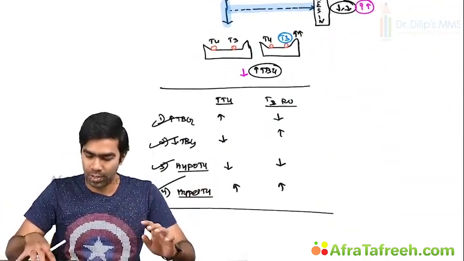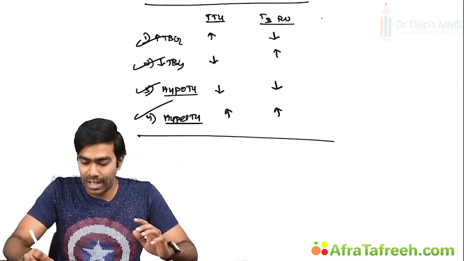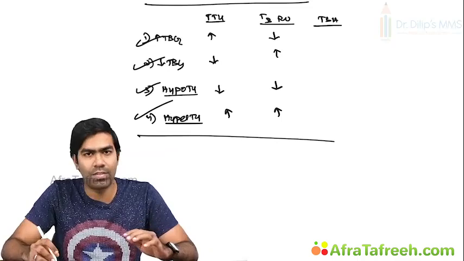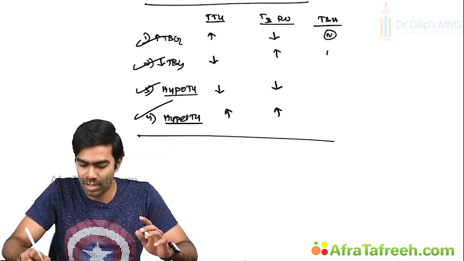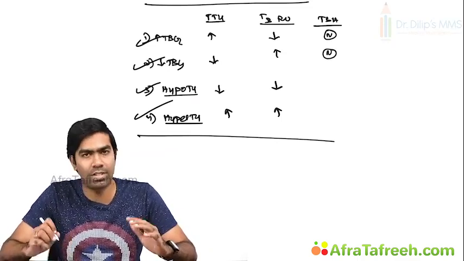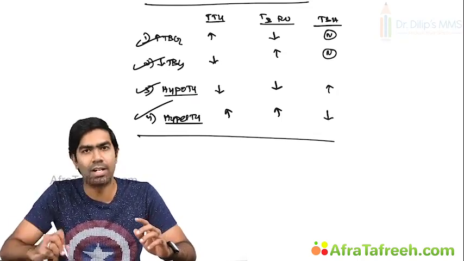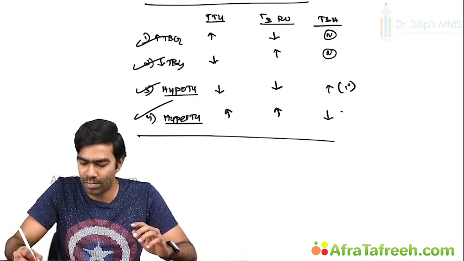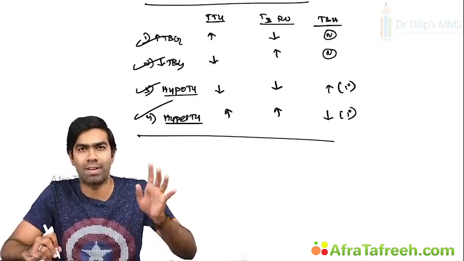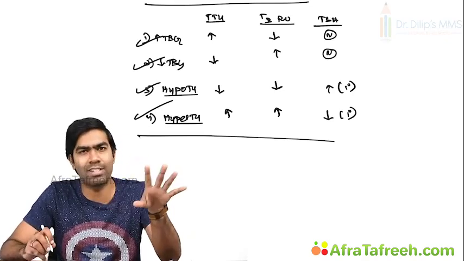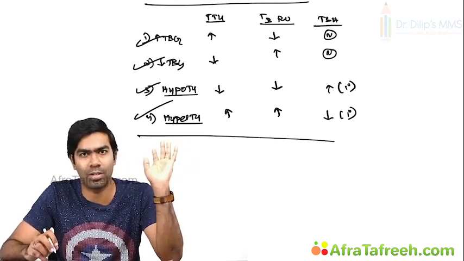Clear? So here we can write the TSH also at the same time. Remember, if it's a true increase in the TBG only, the TSH levels will be normal. But if it's a real hypothyroid state, TSH will be high. If it's a real hyperthyroid state, TSH will be low. We are talking about a primary disorder, where primary is the most common, isn't it? Secondary is not common, so we are not talking about a secondary disorder here.